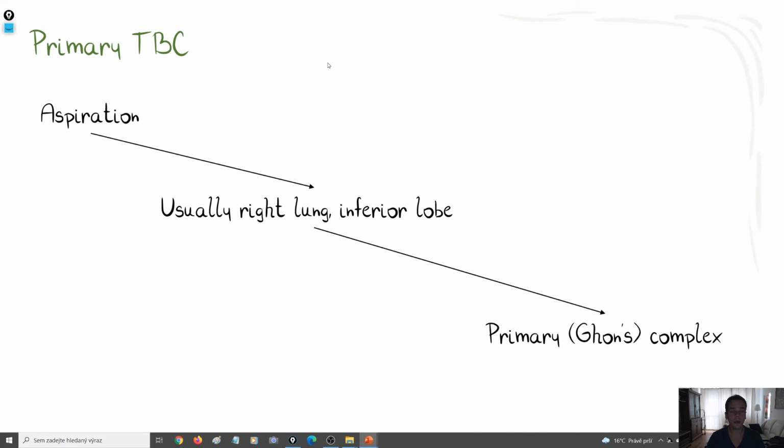So as I said, usually it's a pulmonary infection. There's an aspiration of the mycobacterium, usually into the right lung, because the right lung has a shorter and wider bronchus. So it's usually the right lung, inferior lobe. And so-called primary Ghon's complex develops there.